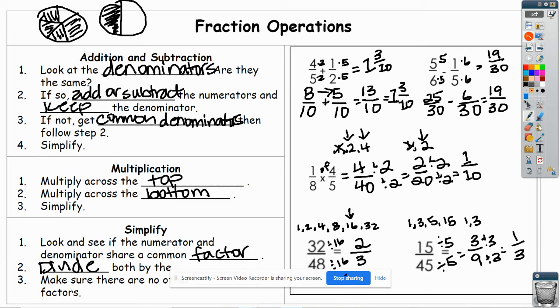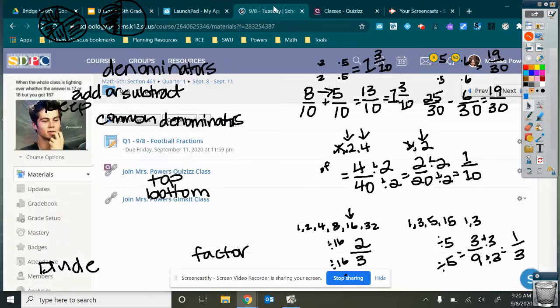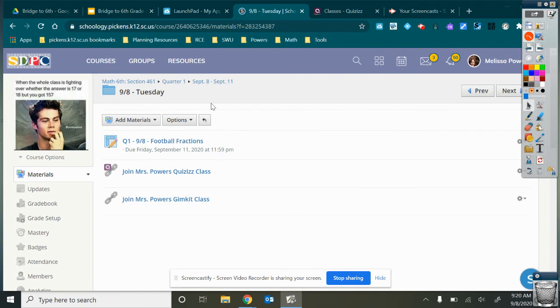So you can pause here if there's something you missed, or you can rewind if you need to listen to something again. I am going to go ahead and go into Schoology. Let me erase my annotations and show you what you need to do today.